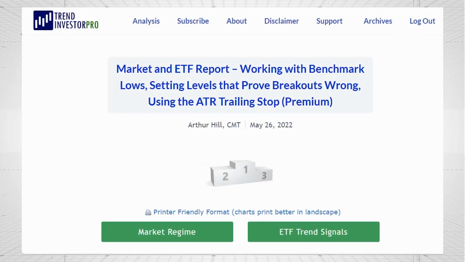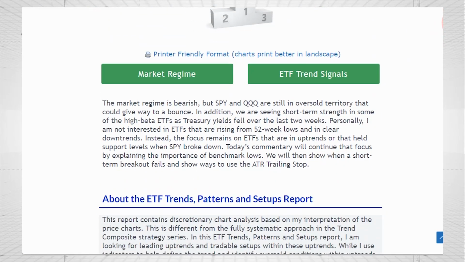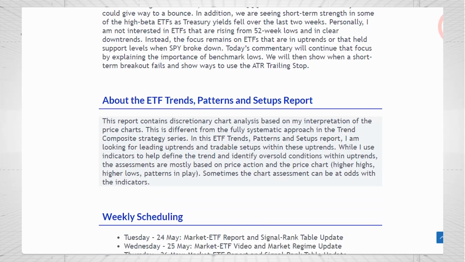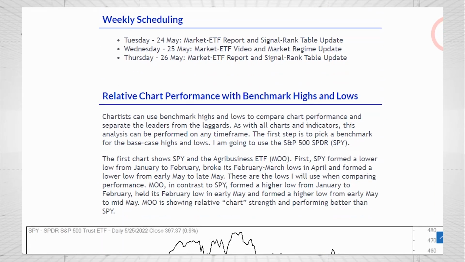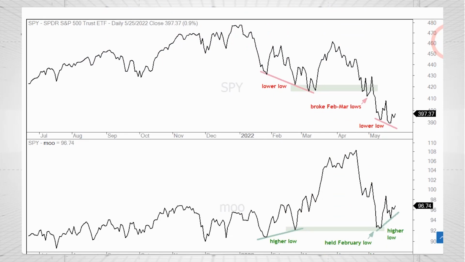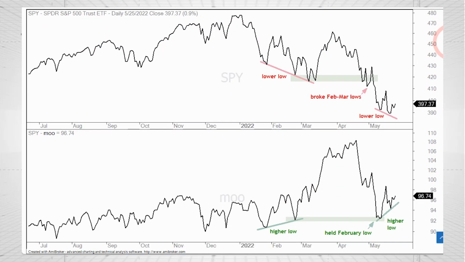So first and foremost, the market regime is currently bearish, and it has been bearish since April 11th. That's when the composite breadth model turned negative. And so looking at the charts, I'm being very skeptical in what I see, or very choosy, because picking winners in a bear market is a challenge. Now we're seeing some ETFs that are showing relative strength when we compare the lows in the S&P 500 SPDR with the lows in the ETF. And this is benchmark lows to basically measure relative chart performance.